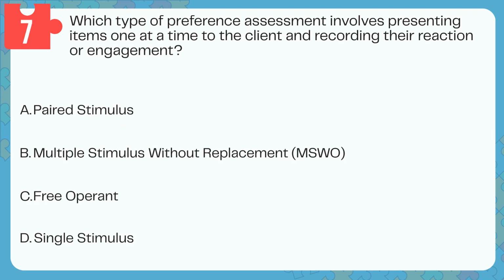Question 7. Which type of preference assessment involves presenting items one at a time to the client and recording their reaction or engagement? A. Paired stimulus. B. Multiple stimulus without replacement, MSWO. C. Free operant. D. Single stimulus.